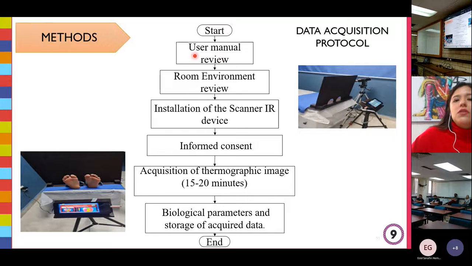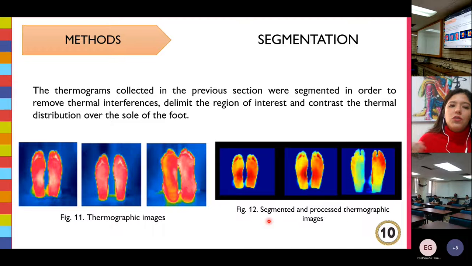We start with a user manual review. We check the room environment. We do the installation of the scanner IR device. And we sign the informed consent and ask all the questions to the patient. After that, we start with the acquisition of thermographic images, taking approximately 15 or 20 minutes. And after that, we take the biological parameters and all the data.